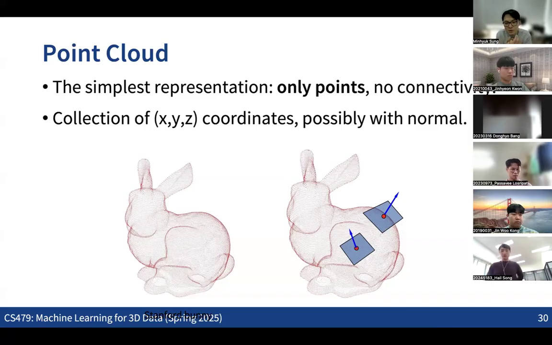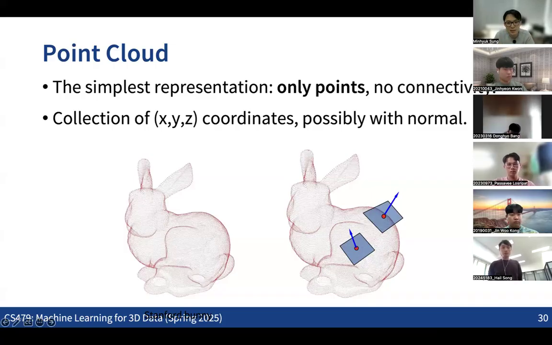This normal information is quite useful for many tasks, especially conversion to other representations, as we are going to see. So we can consider having X, Y, Z coordinates plus additional information like the surface normal or color information, but basically a set of points. This is the typical point cloud representation.